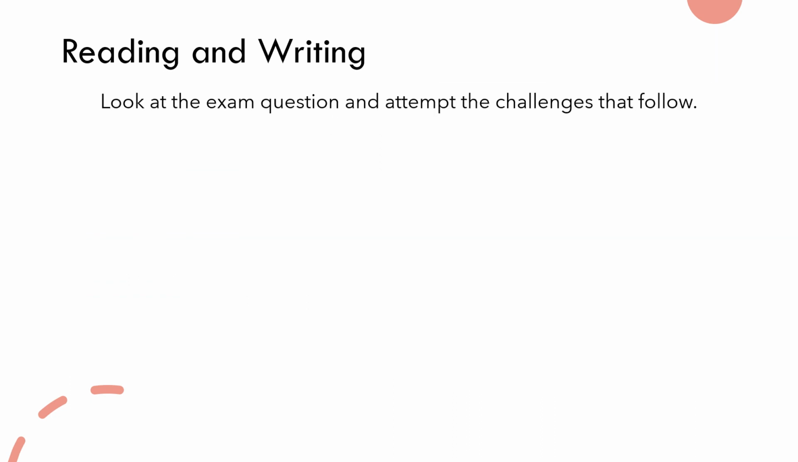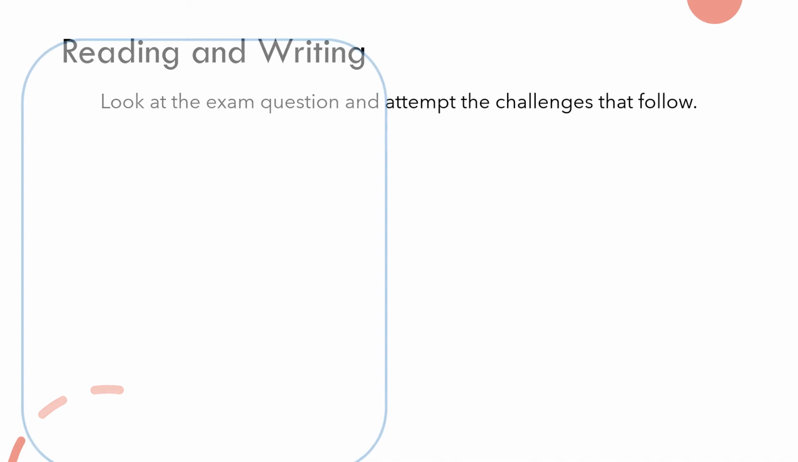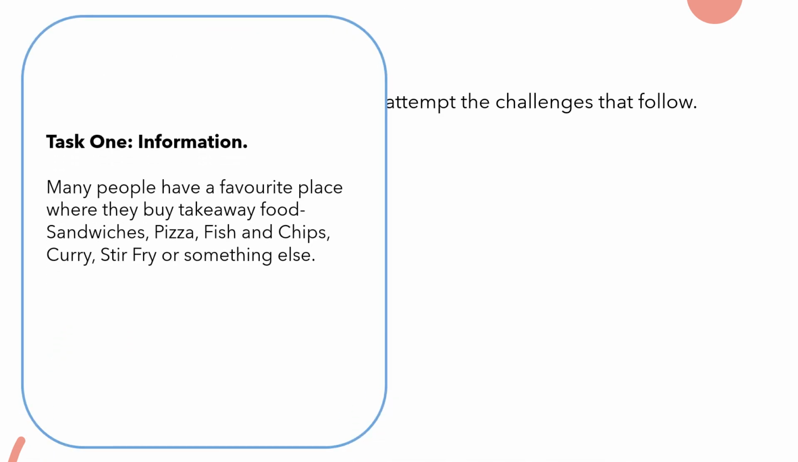Look at the exam question and attempt the challenges that follow. So here we have it again. It's the same one that we looked at before, with the same information from task 1. So many people have a favourite place where they buy takeaway food, sandwiches, pizza, fish and chips, curry, stir fry or something else. So it does give you quite a wide range of things to focus your writing on. It does open it up to any choice that you want to make.